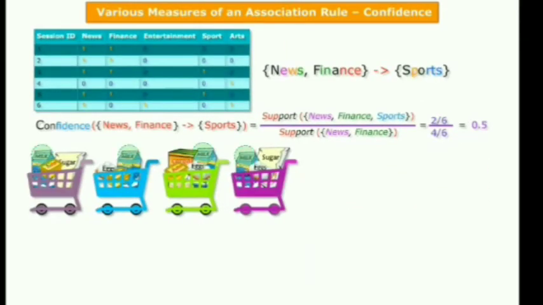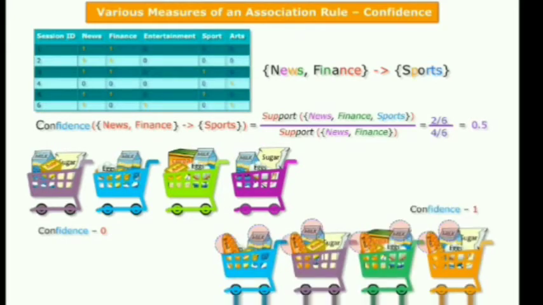Confidence values range from 0 to 1, where 0 indicates that Y is never purchased when X is purchased, and 1 indicates that Y is always purchased whenever X is purchased. Note that the confidence measure is directional and will change if the item sets of a rule are swapped.